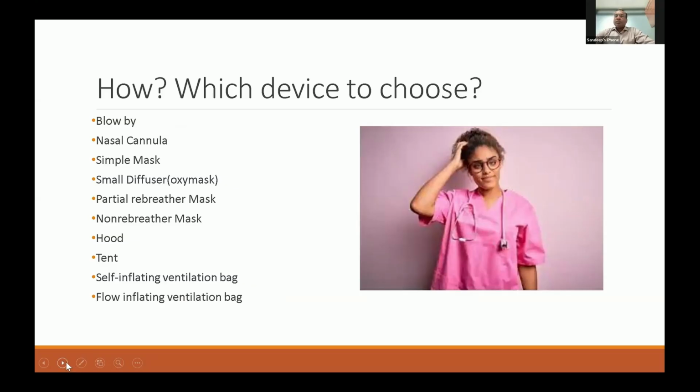Okay. So now you have decided that you want to give oxygen. Oxygen can be delivered by so many devices. All of you must have used many devices. Now which devices are right for that particular patient or that particular indication is something that we are going to see. The methods include blow-by, nasal cannula, simple face mask, small diffusers, partial or non-rebreathing masks, hoods, tents, self-inflating ventilation bag, and flow-inflating ventilation bag. We will see in detail about all these devices. Next, please.